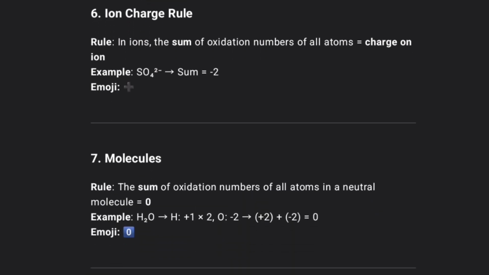In ions, the sum of oxidation numbers of all atoms equals the charge on the ion. Example, SO4²⁻, sum equals -2. 7. Molecules rule: the sum of oxidation numbers of all atoms in a neutral molecule is 0. For example, H2O: H is +1, times 2, O is -2, giving +2 - 2 = 0.